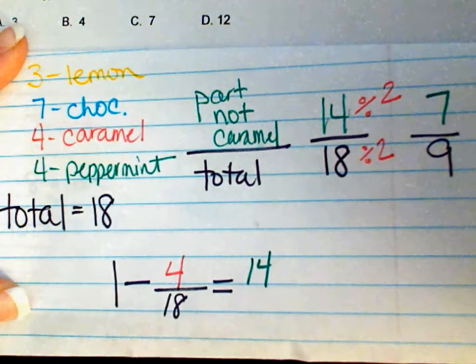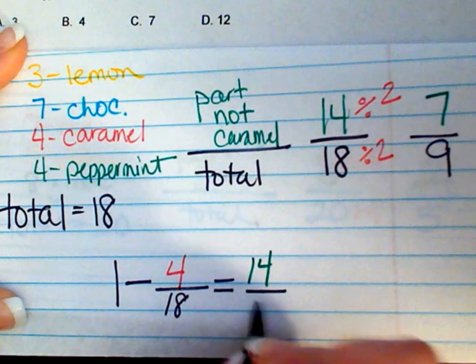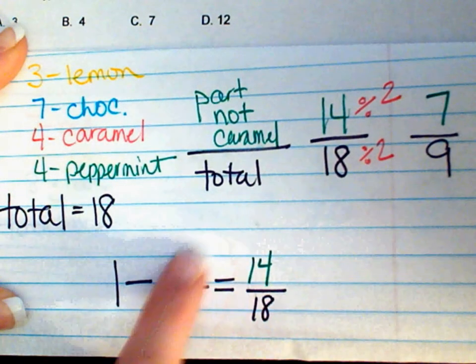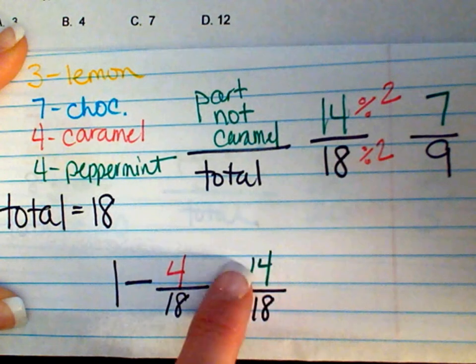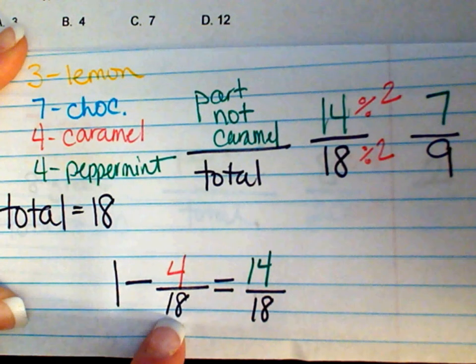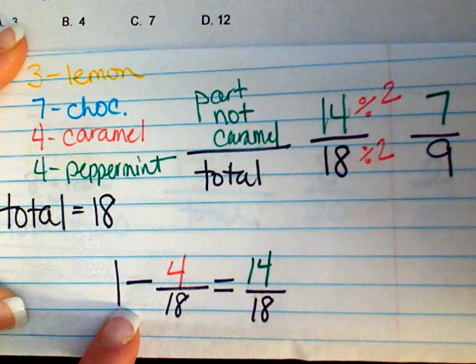and I will end up with 14 out of 18. Again, my check, go backwards and add. 14 plus 4 is 18. I know 18 over 18 is equivalent to 1.